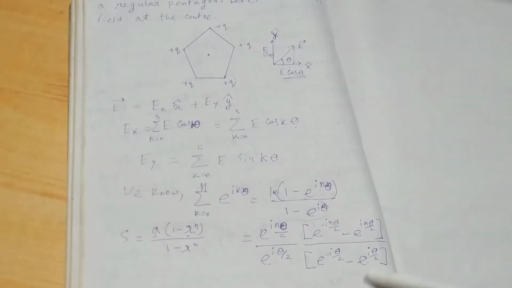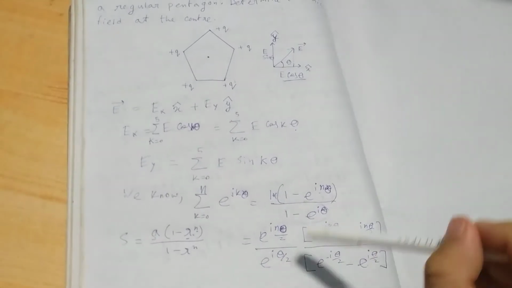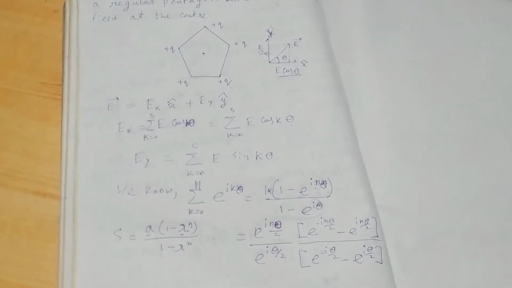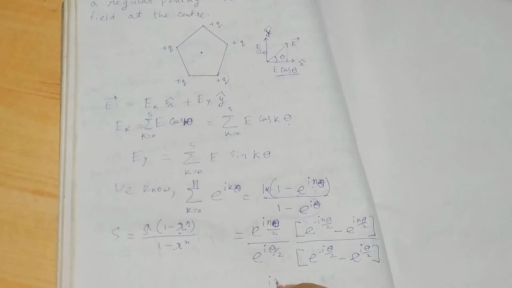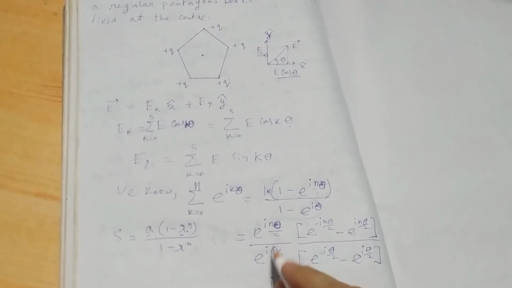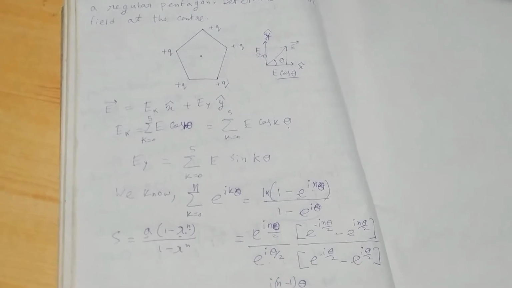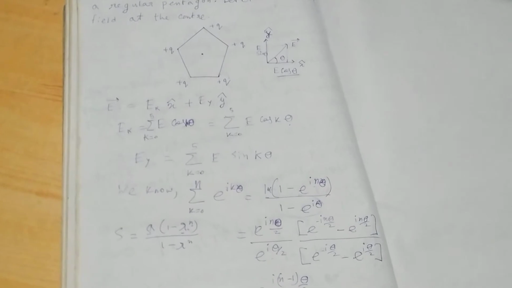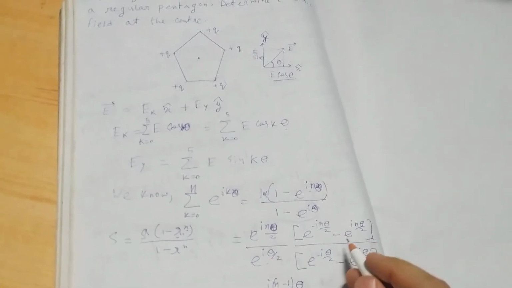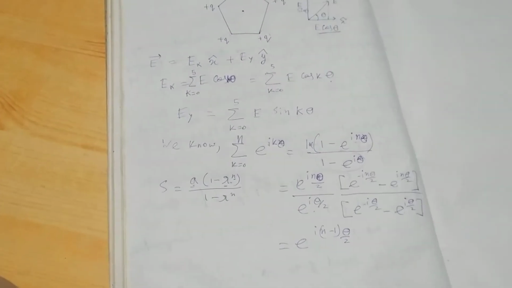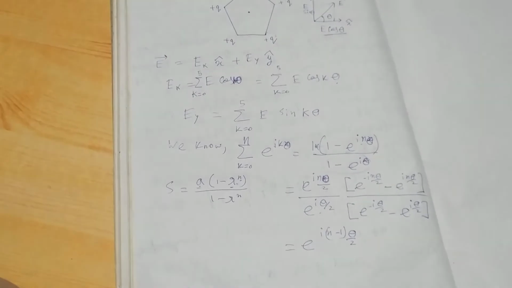If I multiply this, I'll get this line. So I can write e to the i (n minus 1) theta by 2 from this. Okay, so the powers will be minus, and here is a trick. I am telling you a trick here.